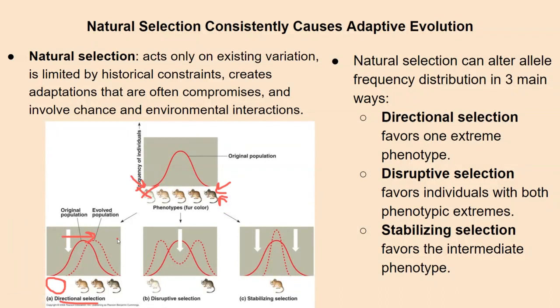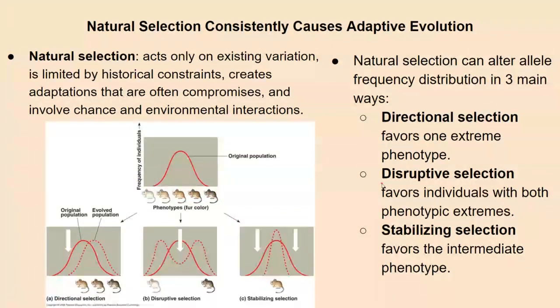This is directional selection. That does not mean that selection is goal-oriented. It just means that the whole population shifts more towards that trait that was selected for and more away from the trait that was selected against.